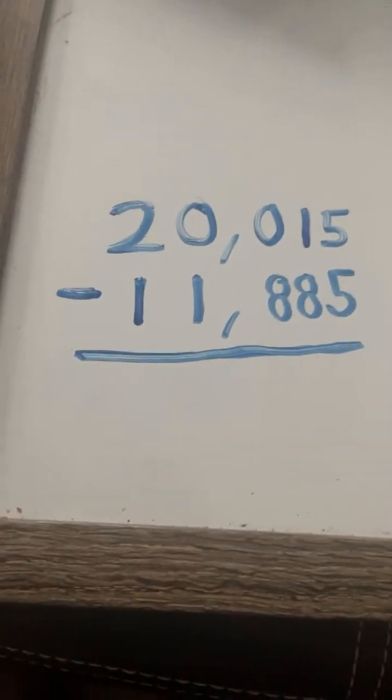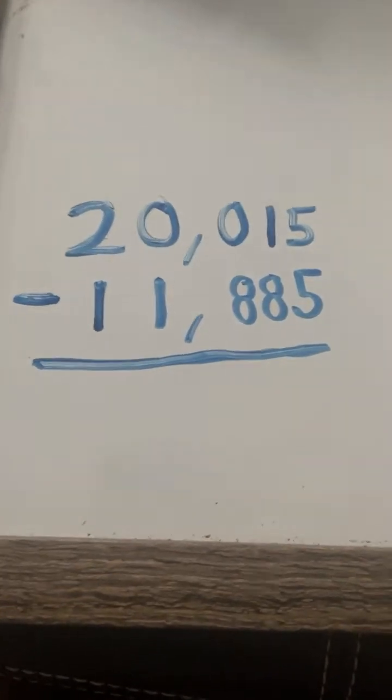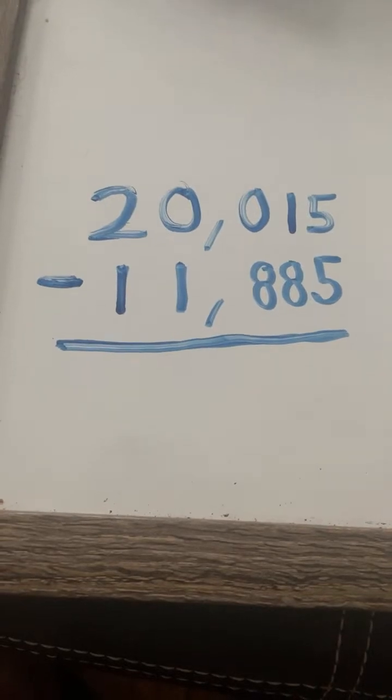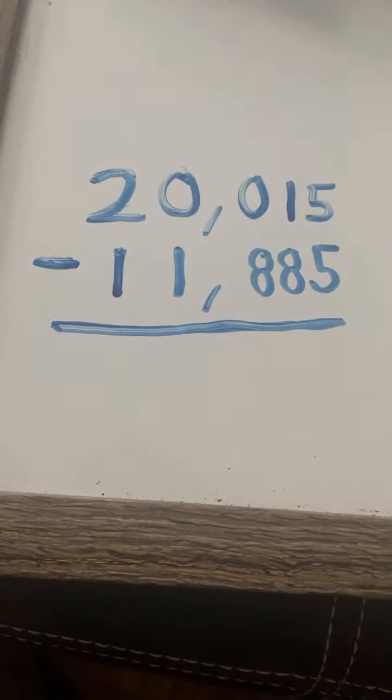So here we have 5-digit by 5-digit subtraction with regrouping. I'm going to model step by step how to do this problem. The first step before you subtract anything is you got to figure out if regrouping is needed. Now in subtraction, we regroup whenever the number on the bottom is bigger than the number on the top. So before I subtract any of the numbers, I'm going to check for that.